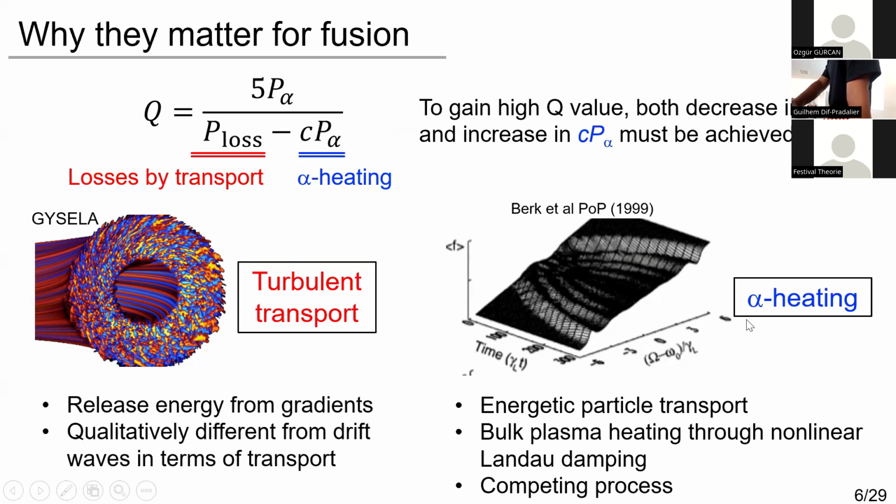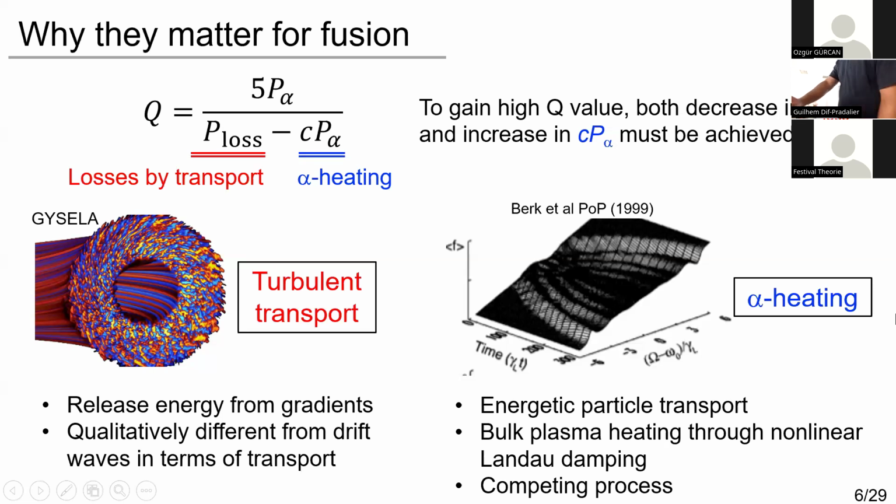On the other hand, if you focus on the alpha heating, the phase space turbulence or phase space perturbation can affect both the energetic particle transport and also the bulk plasma heating through nonlinear damping via a wave which is driven by the energetic particle. So the competing processes between these two are very important to estimate the plasma parameters. So understanding of the phase space dynamics is very important to predict those two processes.